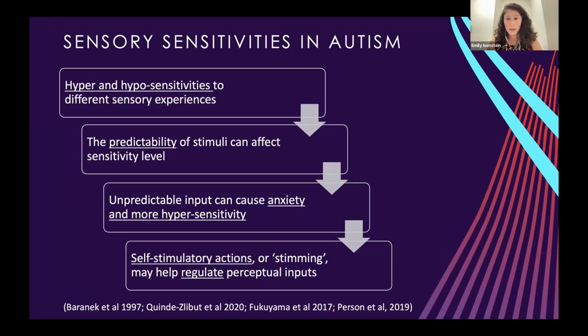In the same vein, self-stimulatory actions, also known as stimming, have been shown to help people regulate these perceptual inputs to decrease the amount of sensitivity they have to different inputs. So this is the vein of research that I wanted to focus on.